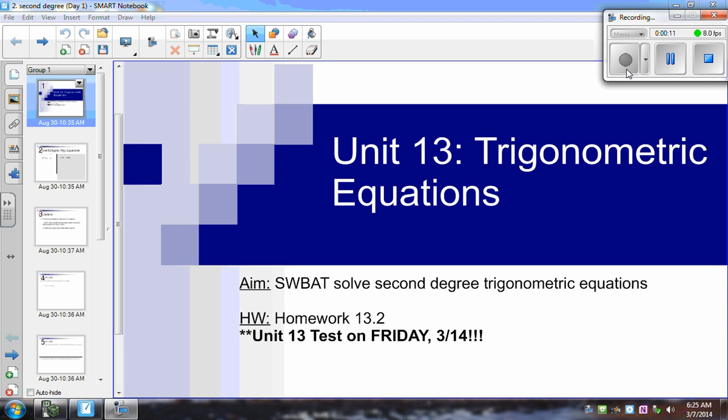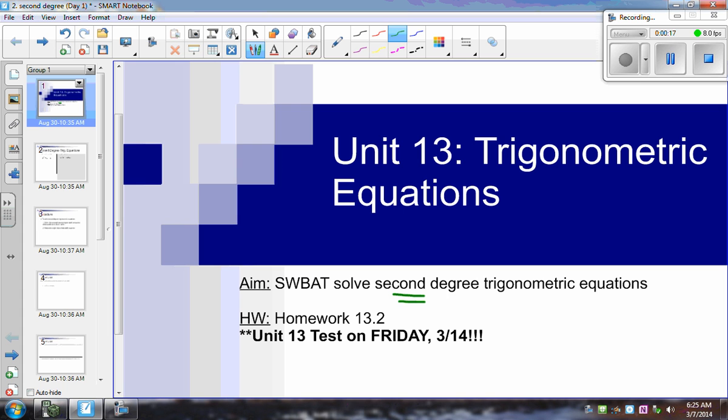So with that, we're going to continue our work with our trig equations. And this time we're going to work on the second degree variety, or a quadratic variety.